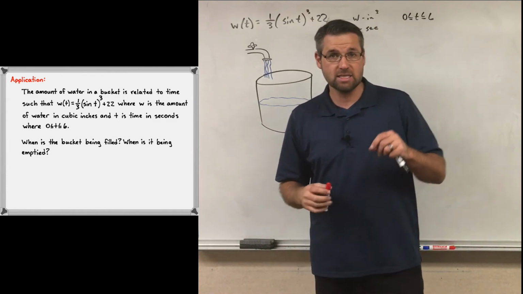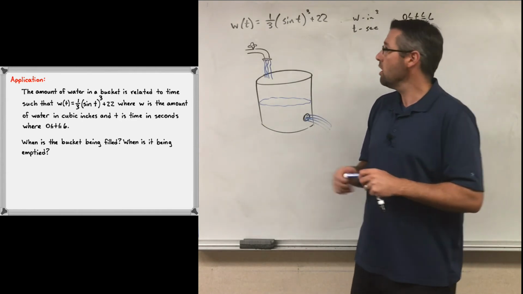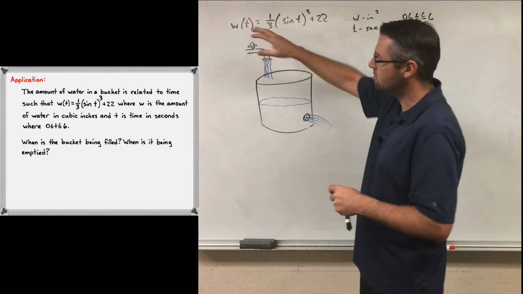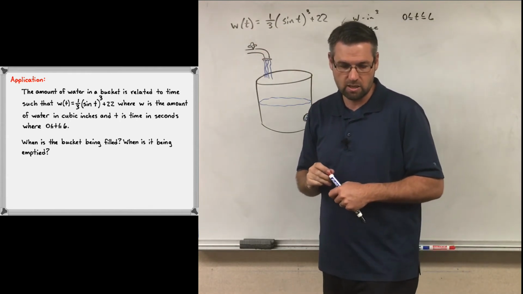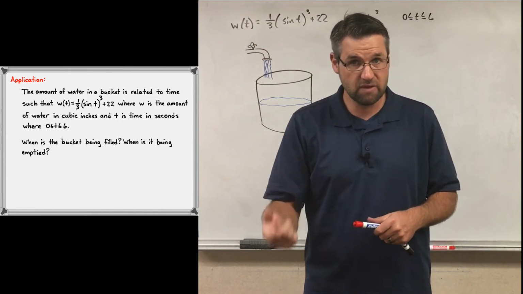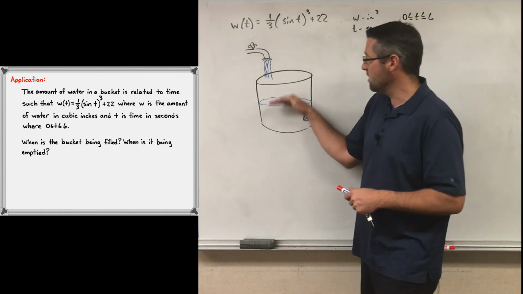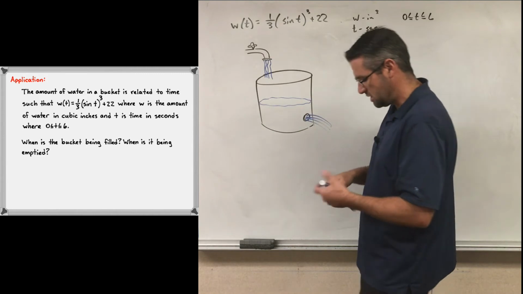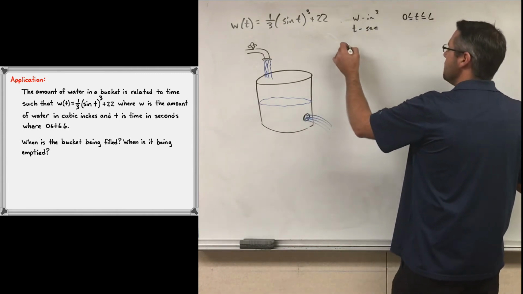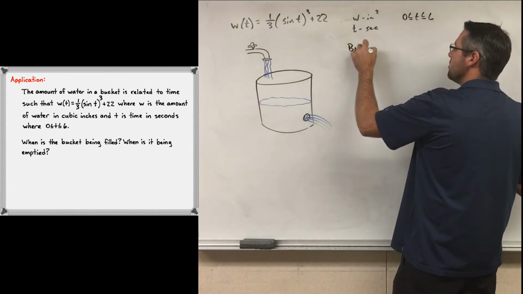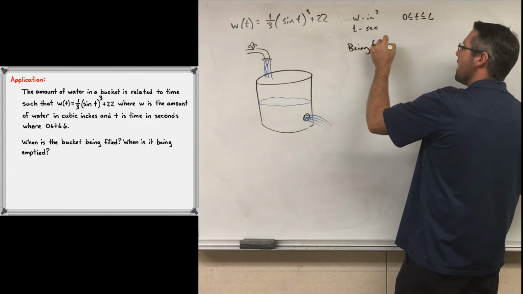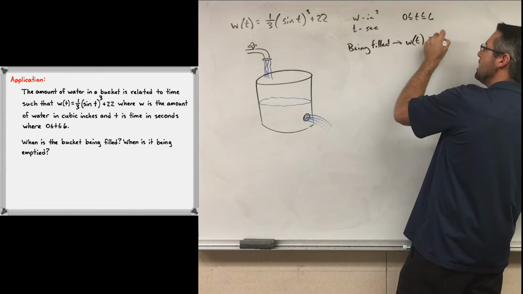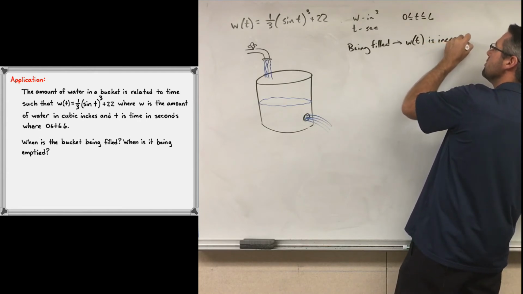Well, we want to translate that question into calculus terms, into what's given here. W represents the amount of water in the bucket. When is the bucket being filled? The bucket is being filled when the amount of water is increasing. So let me write that down. Being filled implies W is increasing. Okay?